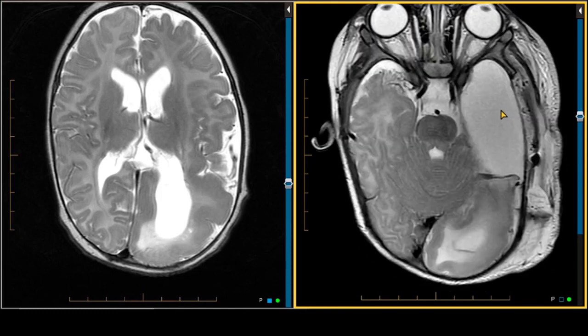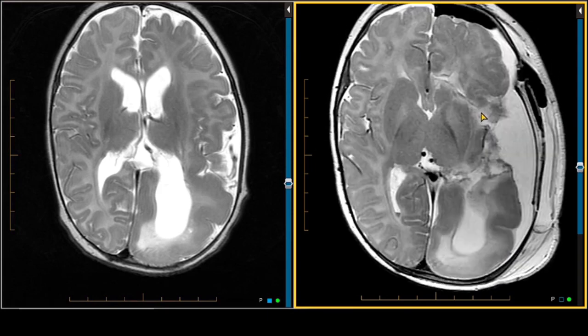We see here on this early postoperative image, there has been resection of the left temporal lobe. There has been resection of the left insular cortex. But the frontal pole and the occipital pole remain present. Instead of removing it, they disconnect.